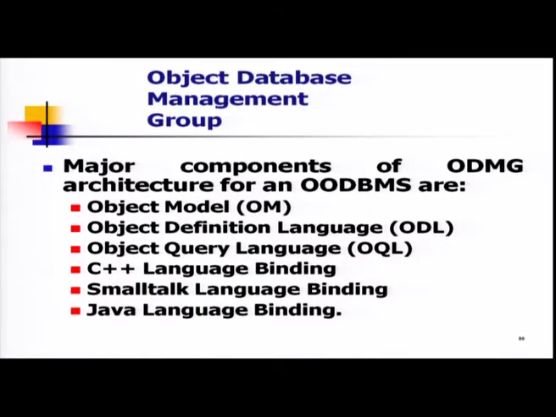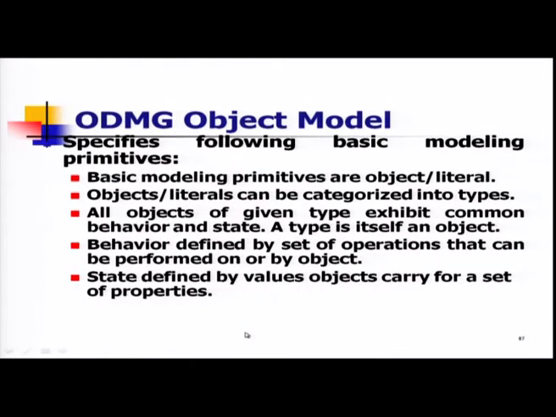Object definition language, object query language, Smalltalk language. So, what we are talking about is the ODMG object model, basic modeling primitives, object literals. It has its own notations. ODMG tells that if you express it in this notation, whatever you are calling is an object, whatever you want to call a large object, complex object, behavior, please express it in this notation, we will verify whether it is in conformance with the standard or not.